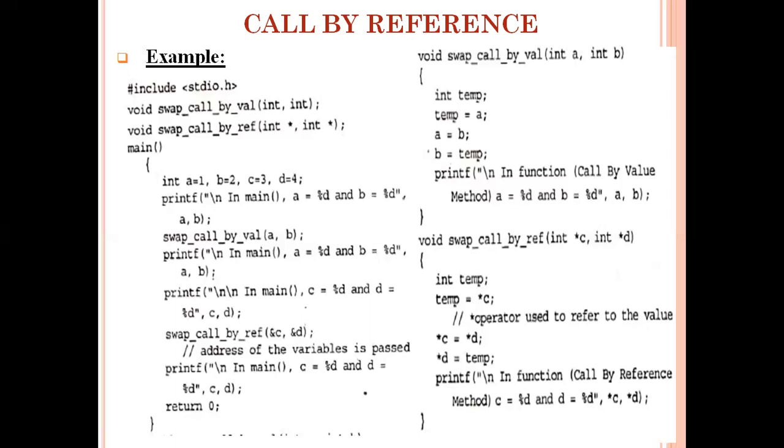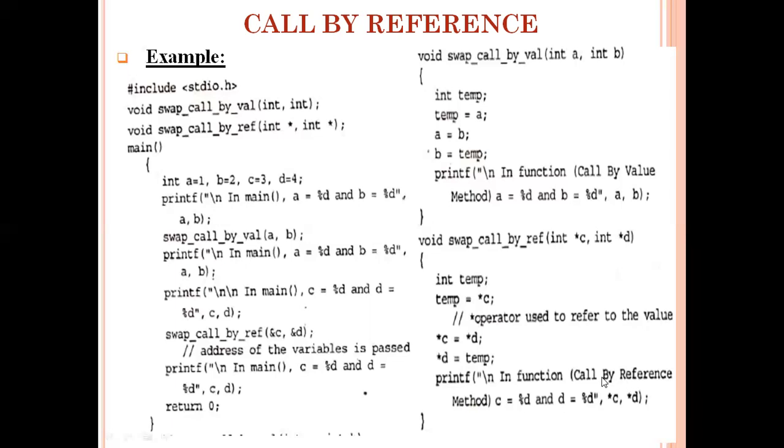Okay, so here also we take the temporary variable for swapping. The concept of swapping is similar in both methods, call by value and call by reference. So temp is equal to *c, *c is equal to *d, *d is equal to temp. Once we have interchanged the values of c and d, here the values are not swapped; instead, the values stored in the corresponding memory addresses are changed.